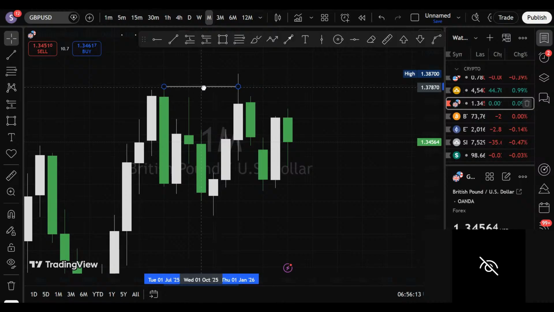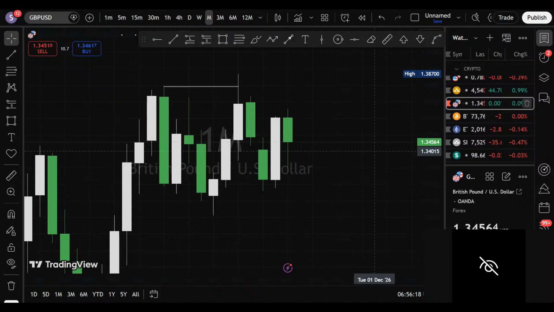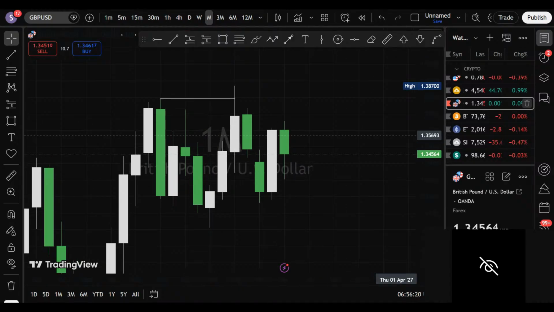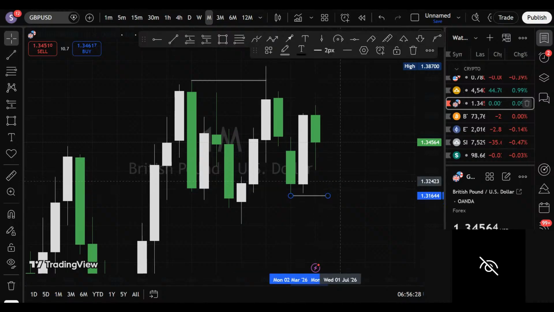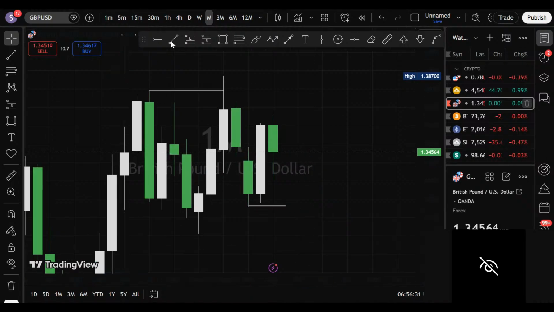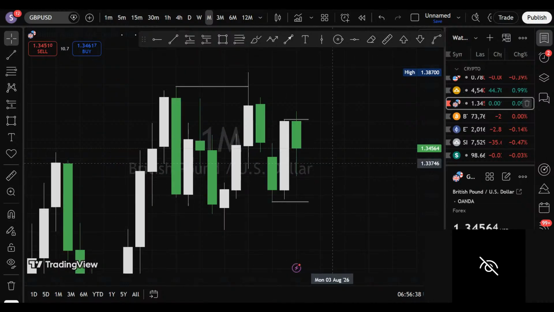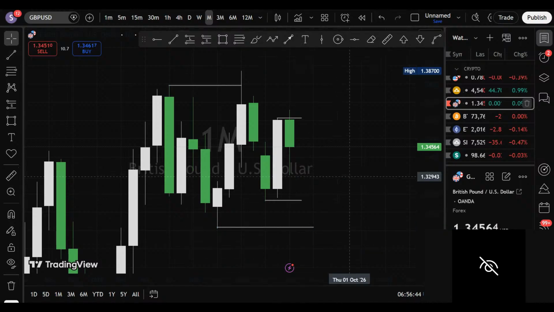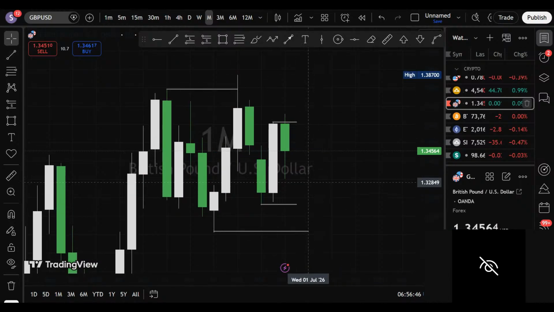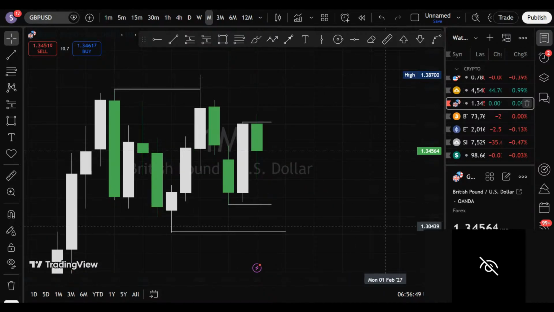I want to see the overall bias, the directional bias of the week or the month, so I can identify if I'm in an uptrend or downtrend. So I'll always start by marking my key levels on the higher time frame, which is the monthly time frame. This is how I prepare for a new trading week as a day trader, as a CLT trader.